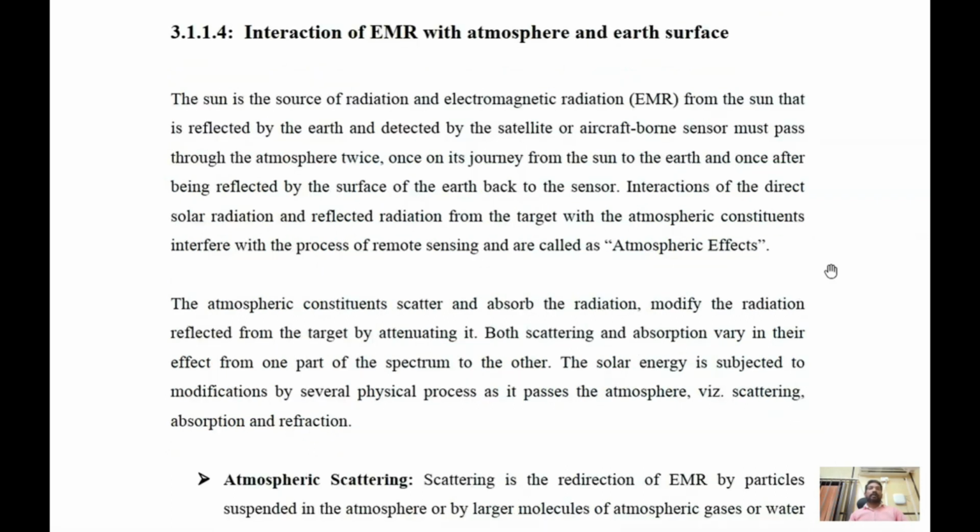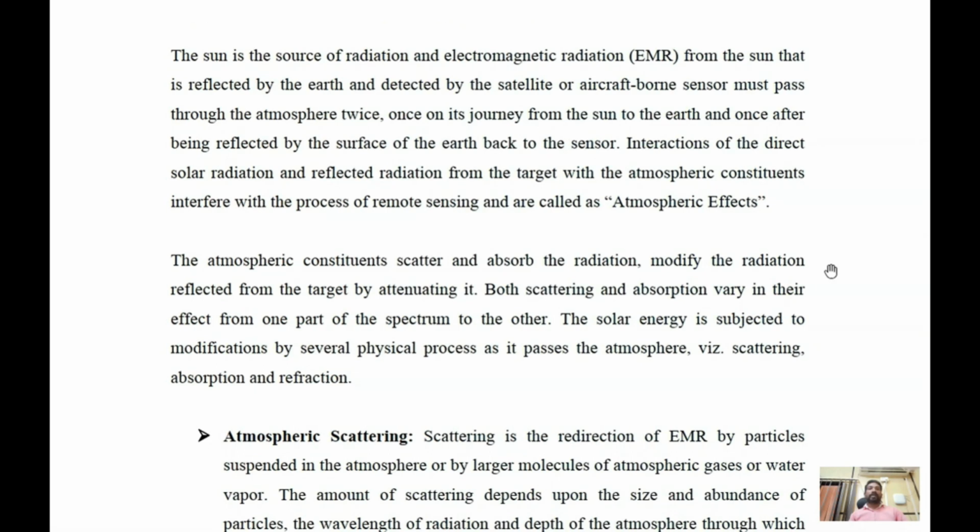Intersection of EMR with the atmosphere and earth surface. The sun is the source of radiation, and electromagnetic radiation from the sun that is reflected by the earth and detected by the satellite, aircraft or drone sensor must pass through the atmosphere twice. Once on its journey from the sun to the earth, and again after being reflected by the surface of the earth back to the sensor.